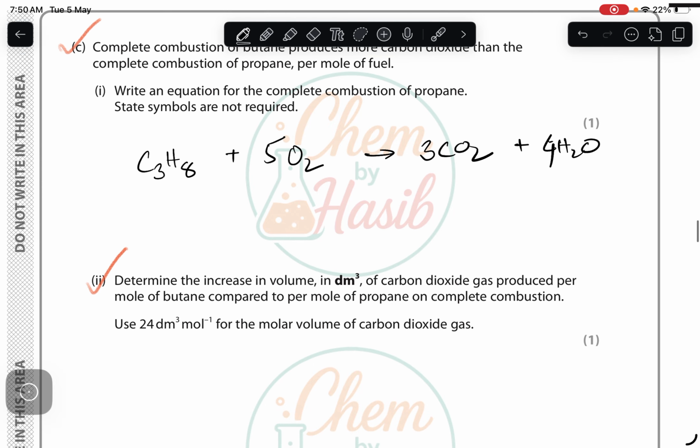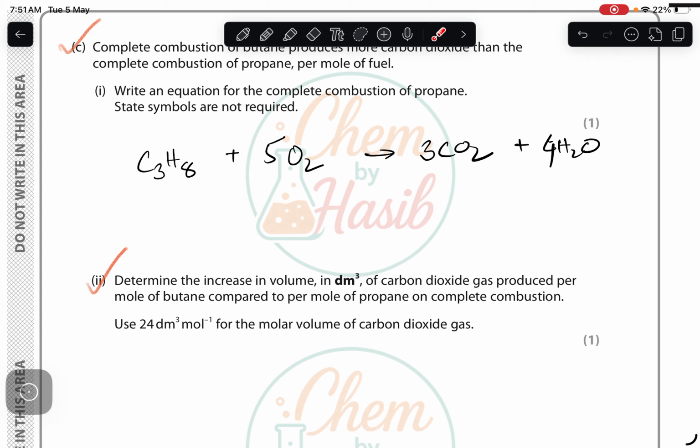Then it says, it's a very interesting question. The question looks pretty different, but this is a very easy question. It says, determine the increase in volume in dm cubed of carbon dioxide gas produced per mole of butane compared to per mole of propane on complete combustion. So the question says, if you burn butane instead of propane, right? You burn propane, right? Now if you burn butane, what would be the increase in the volume of gas, right?